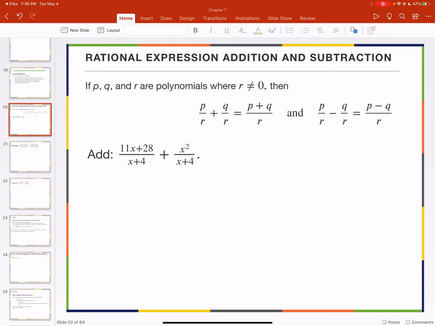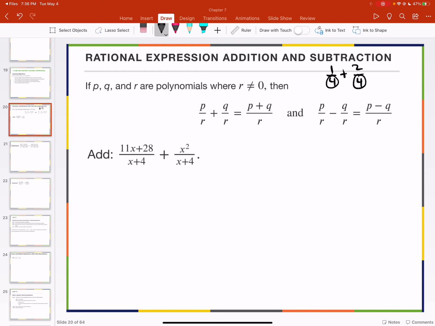Adding and subtracting rational expressions is just like adding and subtracting fractions. Let's say we're adding 1/4 and 2/4. The denominators are the same, so we add across the top. That's 3/4. And same for subtraction. So using that, here we have (11x + 28)/(x + 4) plus x²/(x + 4). Since the denominators are the same, we can just add across the top.